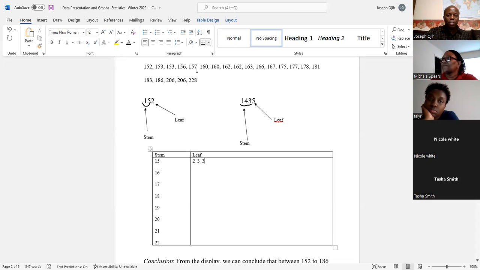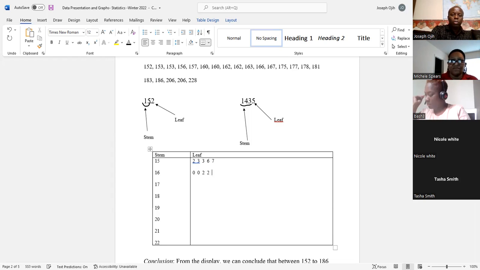The next one is 156 and 157. It stays all in one row. 156, 157. That's it for 150. There's no more 150-something, so next we have 160. So we go over to this side and put 0, 0, two of them, then 2, 2, 2, 2, 2, 3, 3, 6, 6, 6, and 7. See? I'm glad you are getting the point now.